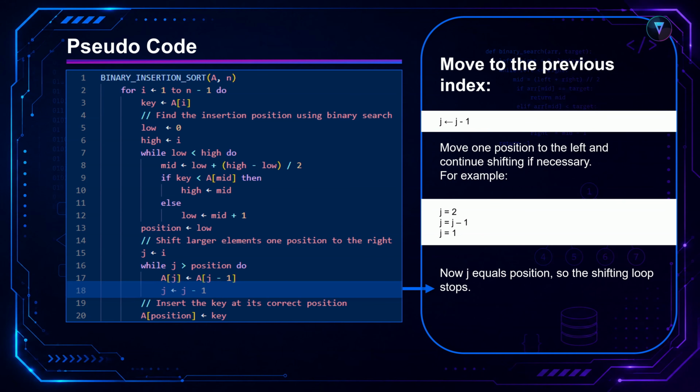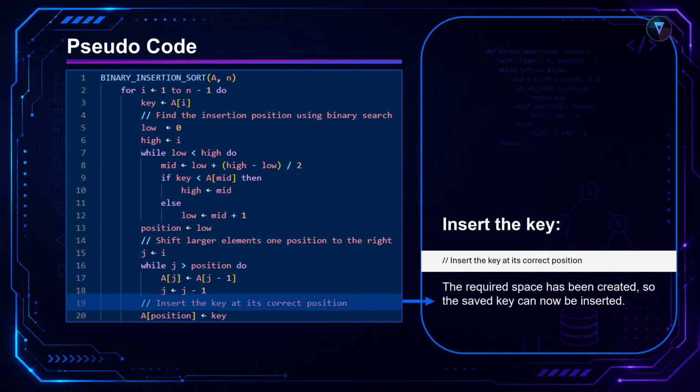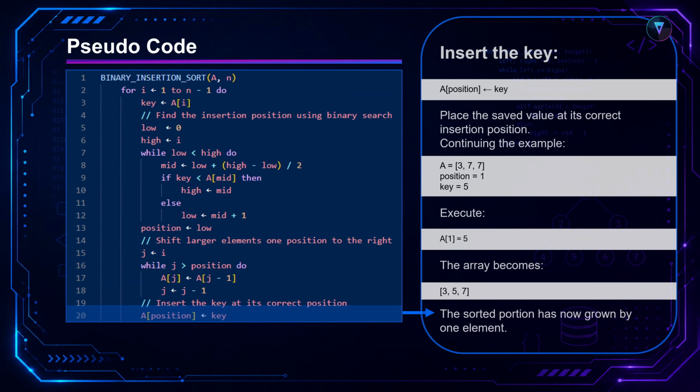It looks like 5 has disappeared. It has disappeared from the array temporarily, but it has not been lost. 5 is still stored safely in the key variable. The next instruction is j equals j minus 1. This moves j one position to the left. If j is still greater than the insertion position, another element is shifted. When j becomes equal to the insertion position, the shifting loop stops.